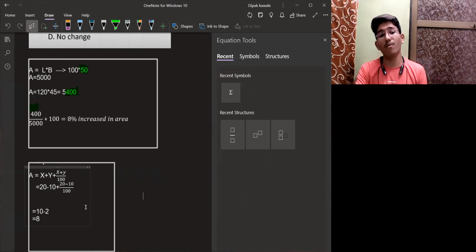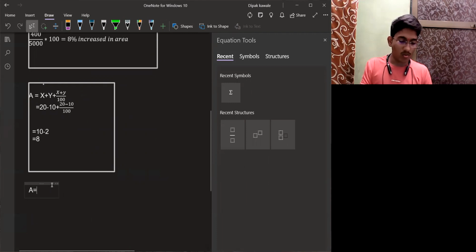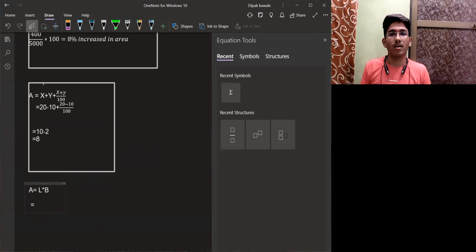But I will be using method number 3. Let's see what it is. Sir, as we know, length into breadth is our formula. Okay. Sorry guys. I am going to assume my length is initially 10 and my breadth is also 10. Sir, are you mad or what? How can the rectangle's length and breadth be the same? Then it will be a square, no?